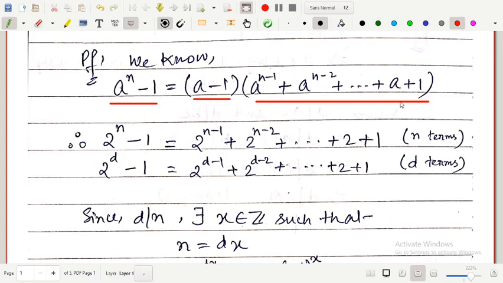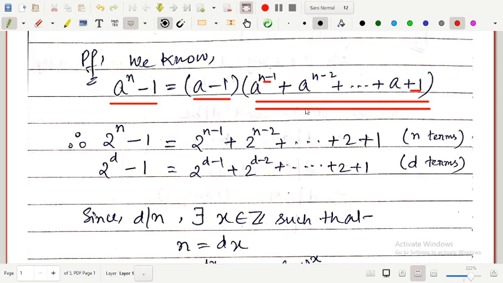Now, how many terms are there in this expression? There are a total of n terms, because it starts with a to the power n minus 1 and ends with a to the power 0, that is 1. So from n minus 1 down to 0, there are n terms.